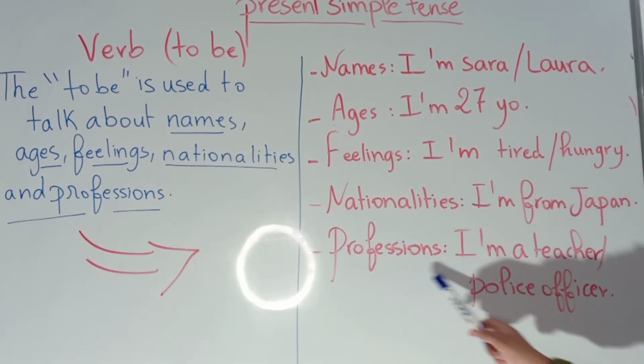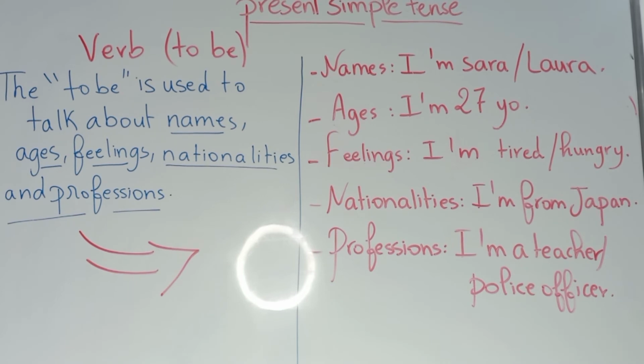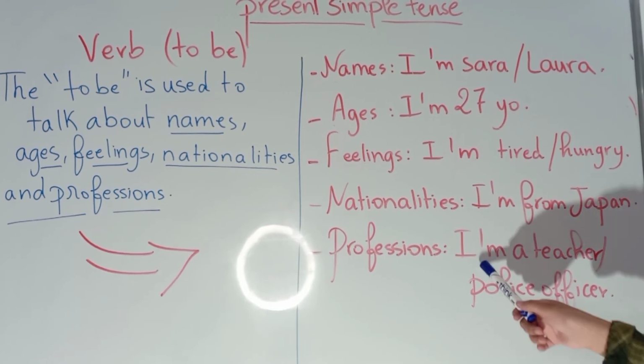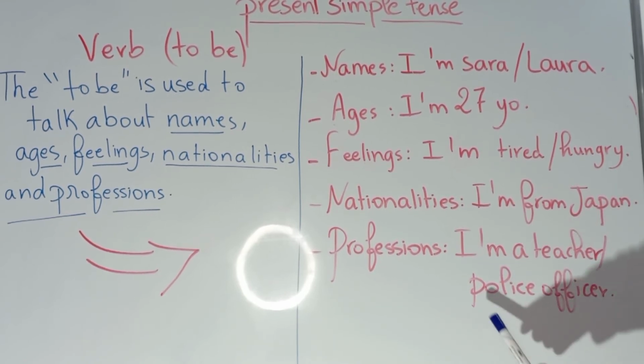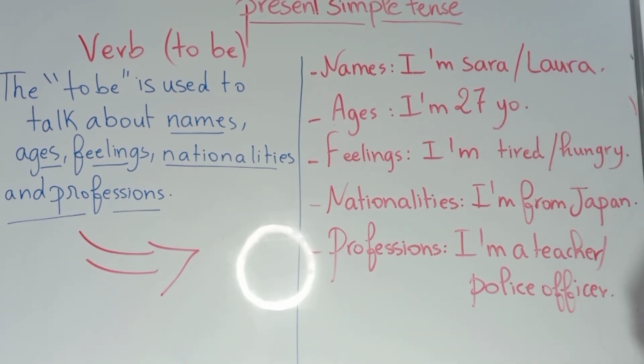And the last one, professions. It means your job. What is your job? Okay, so what is your job or what do you do? I'm a teacher. Or I'm a police officer. I'm a doctor. I'm a nurse. See, here you're using verb to be. Clear? Now let's move on to the last part, which is the forms of verb to be.